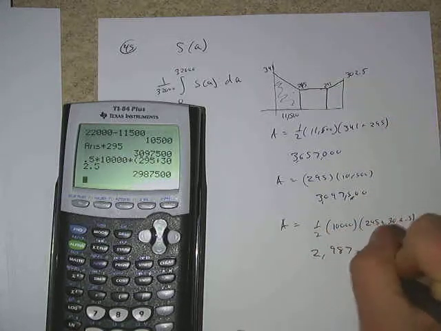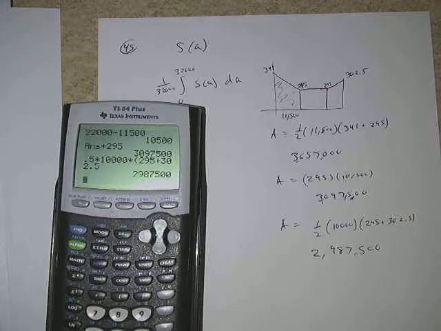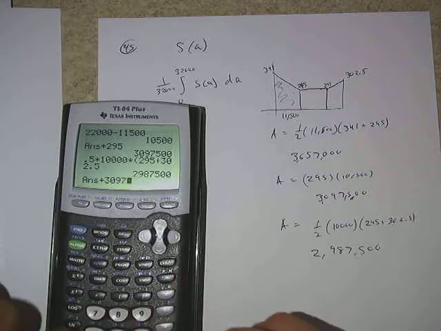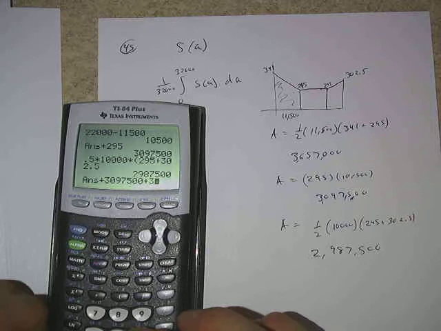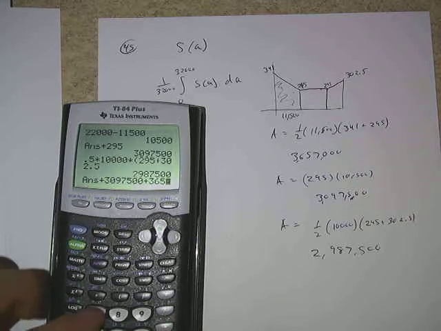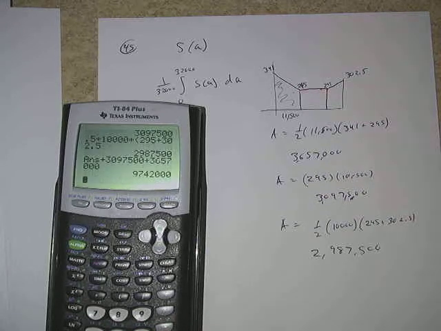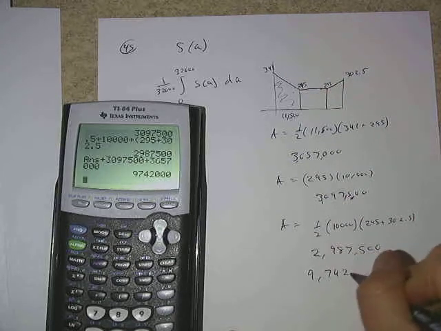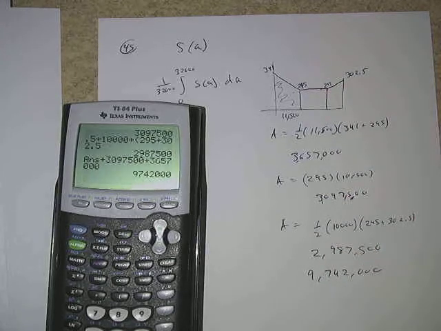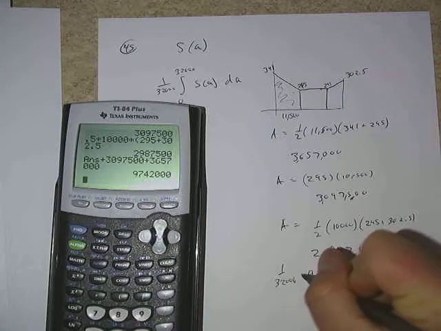And then the last part again is a trapezoid. The height's again 295, and the height on the last one is 302.5. So its area is going to be 1/2 times that distance across. Goes from 22 to 32, so it'll be 10,000 here. And then 295 and 302.5. 9,987,500.